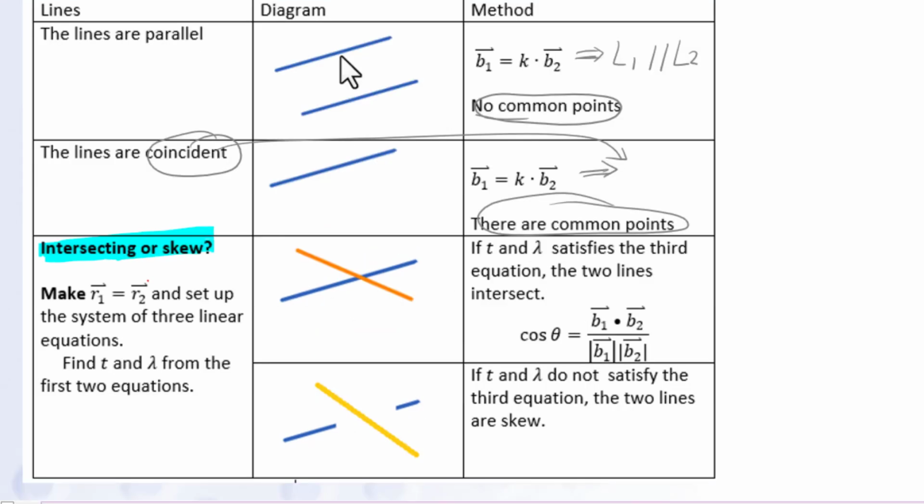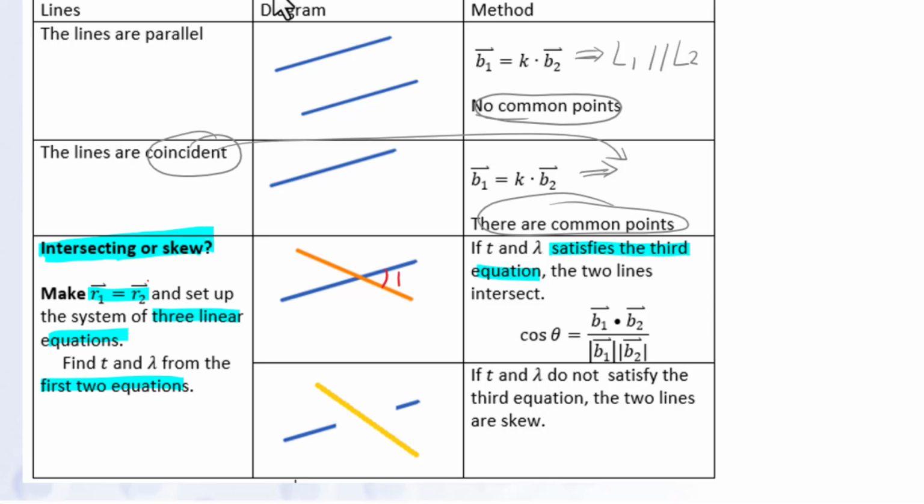For intersecting or skew, set R1 equals R2 and set up a system of three linear equations. Find the t and lambda from the first two equations. If t and lambda satisfy the third equation, the two lines intersect.